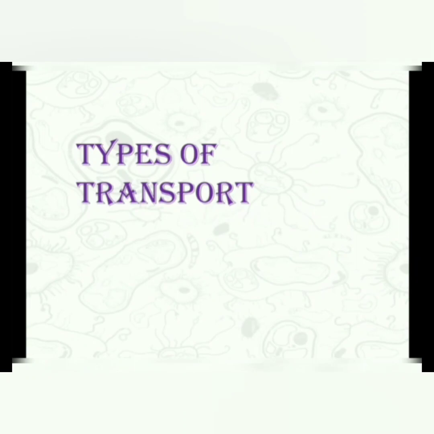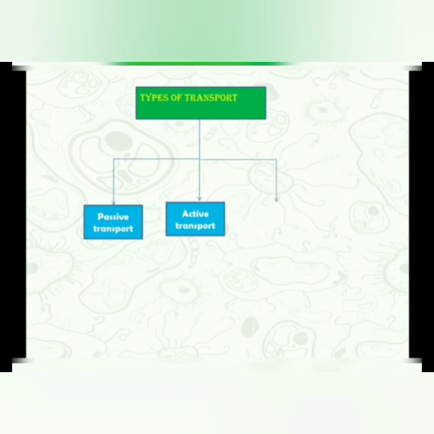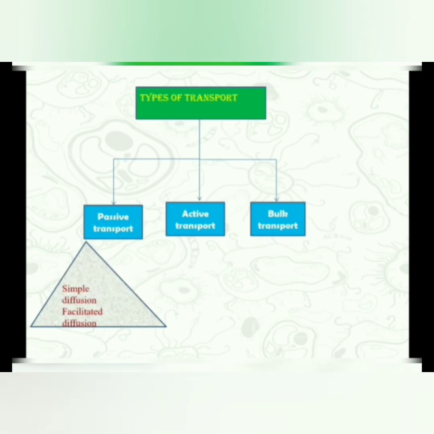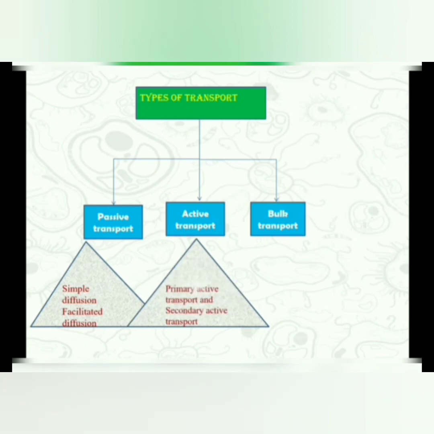Types of transport. There are three types of transport found in plasma membrane. They are passive transport, active transport, and bulk transport. Passive transport is further subdivided into simple diffusion and facilitated diffusion. Active transport is subdivided into primary active transport and secondary active transport. Bulk transport is further subdivided into exocytosis and endocytosis.